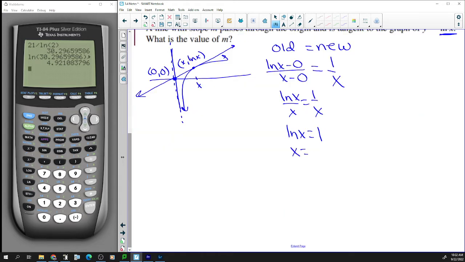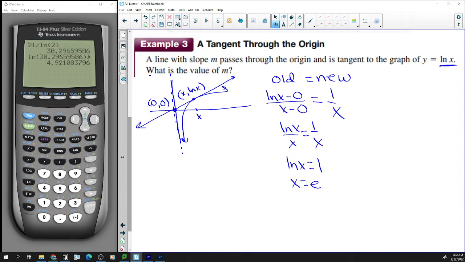So x equals e to the first. So x is e. But it doesn't ask for x. It asks for what is the value of m. What's the slope? Well, that's probably the simplest version of the slope right there. So m is equal to 1 over e.